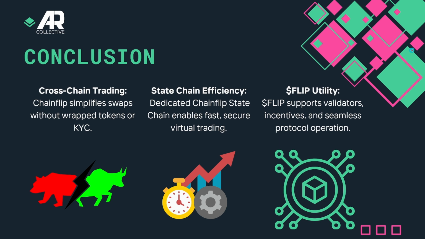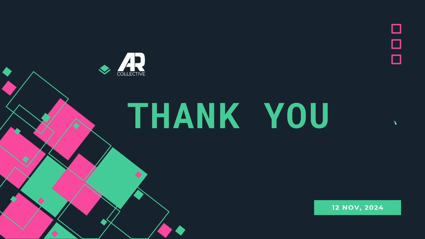Okay, so conclusion. Cross-chain trading: Chainflip enables seamless swaps across blockchains with no need for complex setups like wrapped tokens, synthetic assets, or even KYC. Like I said, state chain efficiency: the Chainflip state chain provides a fast, secure trading environment, allowing virtual asset management before settling trades on multi-sig vaults. And of course, the Flip token itself. The Flip token is central to Chainflip's operations, providing security, funding validators, and offering liquidity incentives. So, thank you for watching, and let's move over to the TA.